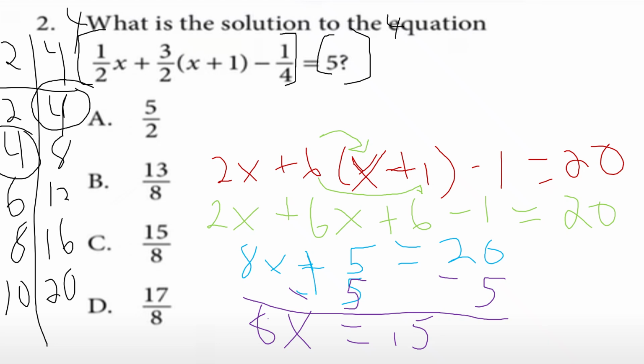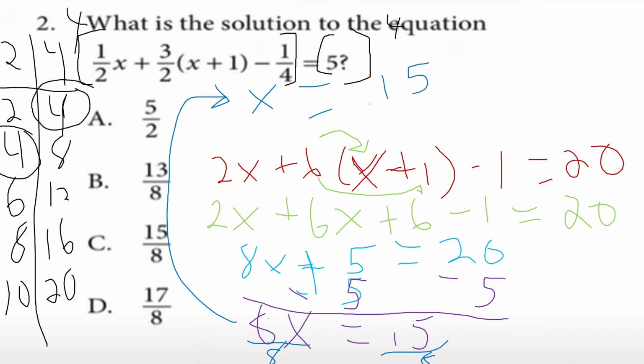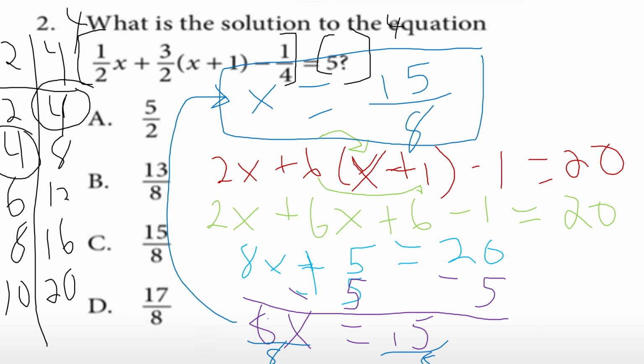It's a good number color to use. So we're going to bring that up there. So to get x on the side by itself, we have to divide both sides by 8. And that gives us x equals 15 over 8. So our answer is C.